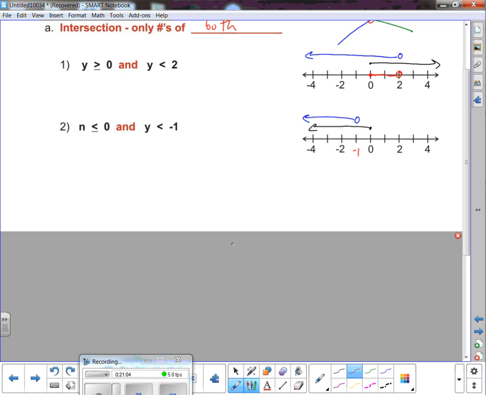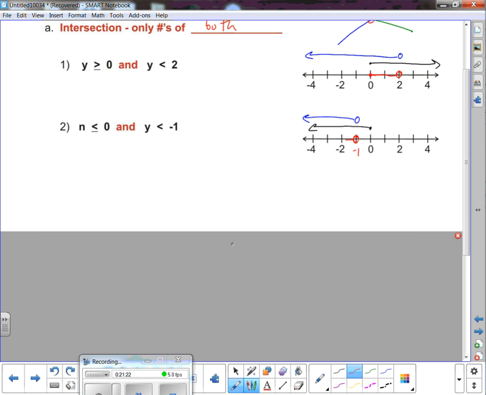-1 belongs to black, but it does not belong to blue. But how about -1.01? It does. So we have to put the open circle at the -1. Now, how about -1.2? Does that belong to both? Yes. -1.5? Yes. -1.7? Yes.